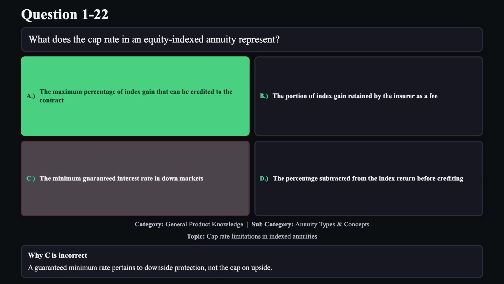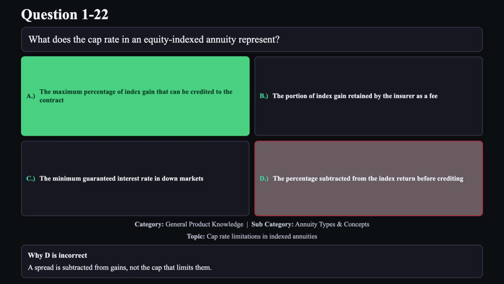Reason C is not correct. A guaranteed minimum rate pertains to downside protection, not the cap on upside. Reason D is not correct. A spread is subtracted from gains, not the cap that limits them.